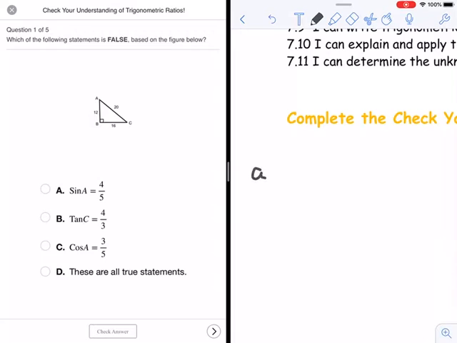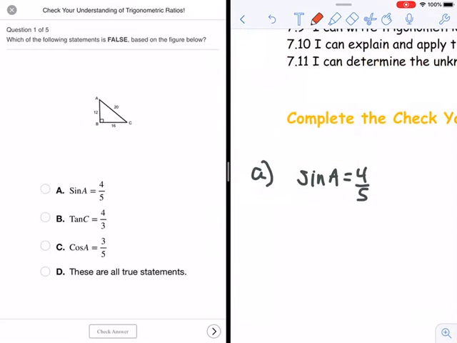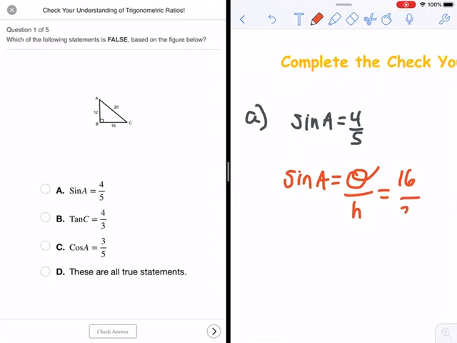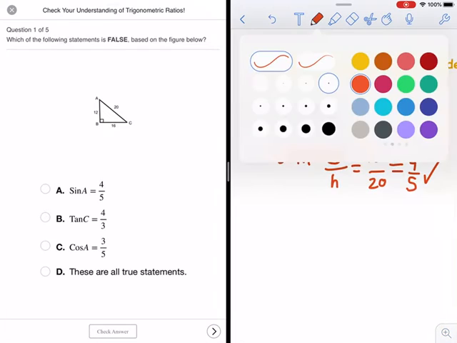Alright, so let's look at A. It's claiming sine A equals 4/5. Alright, well, let's look at the actual triangle. Alright, angle A. So, given angle A, remember sine A is opposite over hypotenuse. The opposite side's 16. The hypotenuse is 20. 4/5. It checks out. Alright, so it's not A.